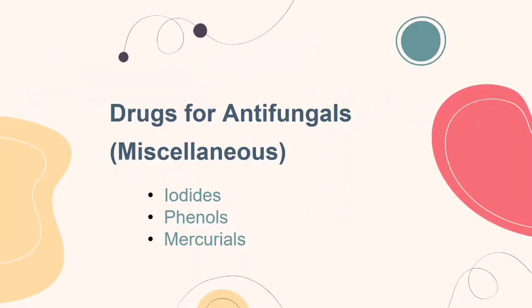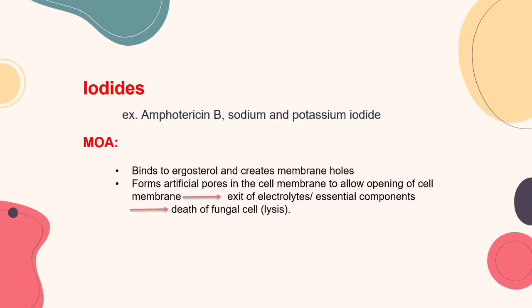These are the drugs for antifungals or miscellaneous. The iodides, phenols, and mercurials are some. These drugs have antibacterial as well as antifungal activity, but they may cause damage to normal tissues. Examples of iodides are amphotericin B, sodium and potassium iodide. Sodium and potassium iodide have both been used to treat selected bacterial, actinomycetic, and fungal infections, although sodium iodide is preferred. Sodium iodide has been used successfully to treat cutaneous and cutaneolymphatic forms of sporotrichosis.